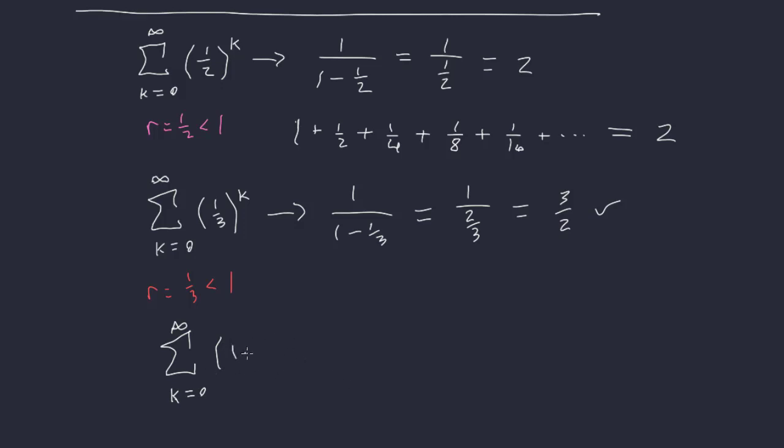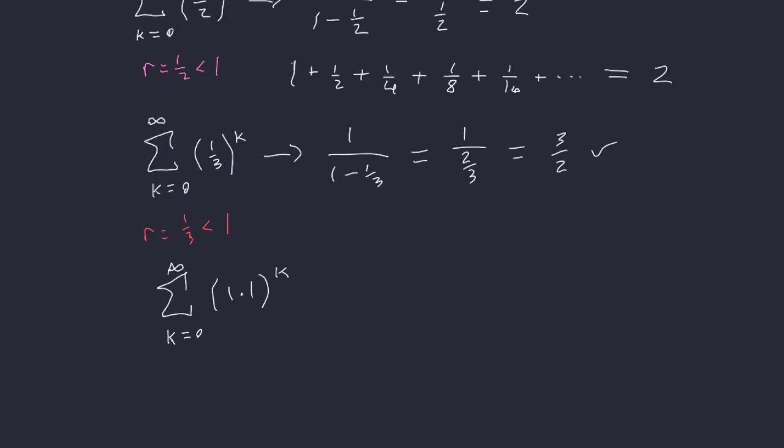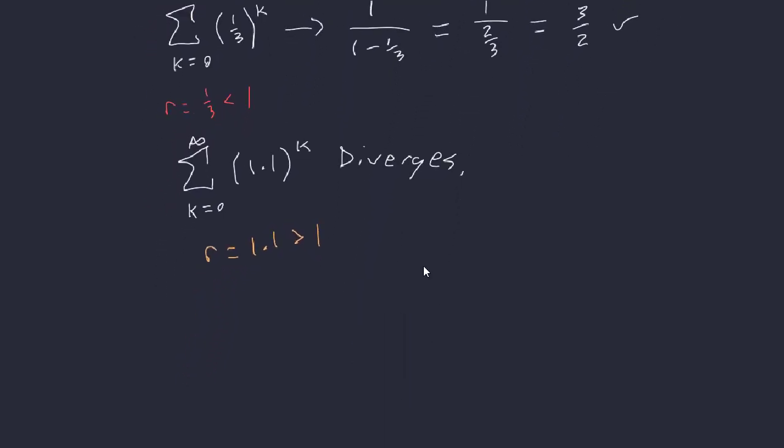Let's say I have 1.1 raised to the k. Well, our r is 1.1, which is greater than 1, so this diverges. All right, so we don't have to do anything else past that. Okay, so let's take a look at another one.